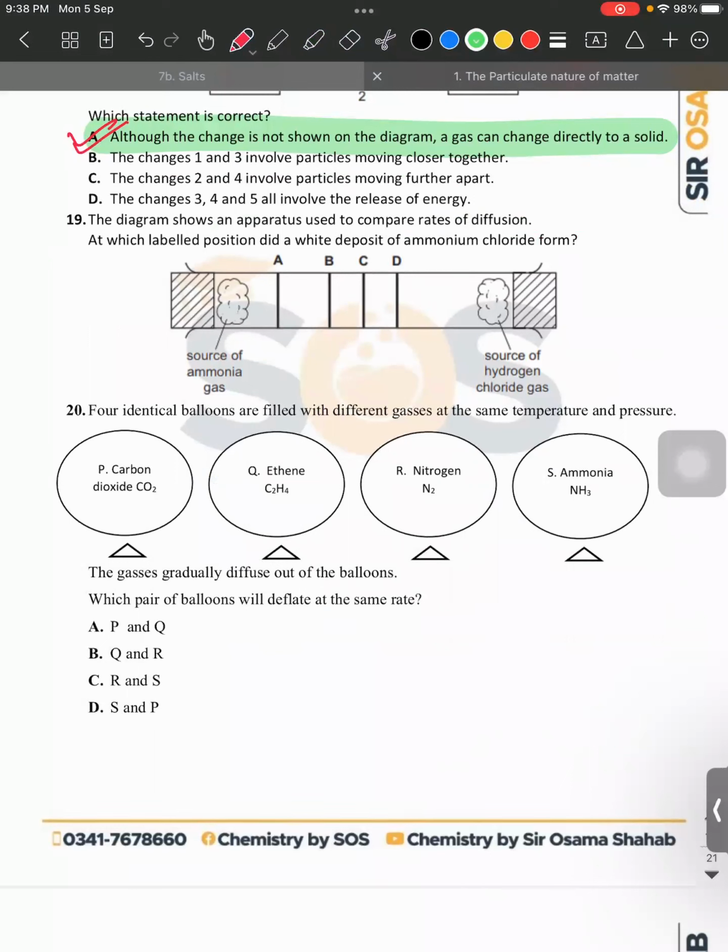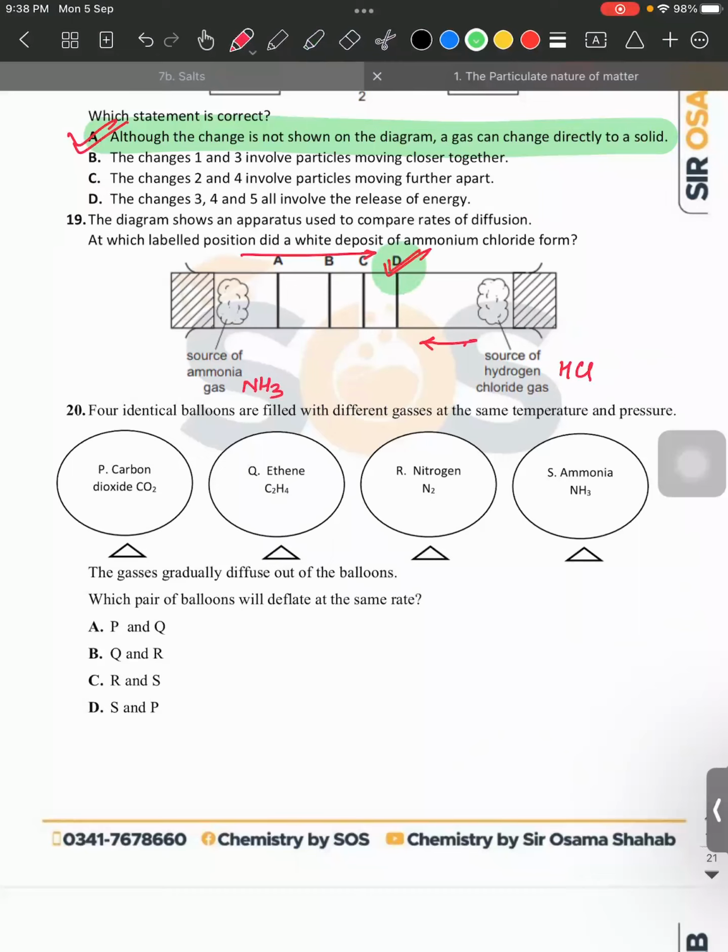So you can see what the question is saying. The diagram shows an apparatus used to compare the rate of diffusion. At which position does a white deposit of ammonium chloride form? We know that ammonia is NH3 and this is HCl. So ammonia diffuses fastest, right? And chlorine diffuses slowest because of the higher mass. So the right answer will be D, right, bachcho?